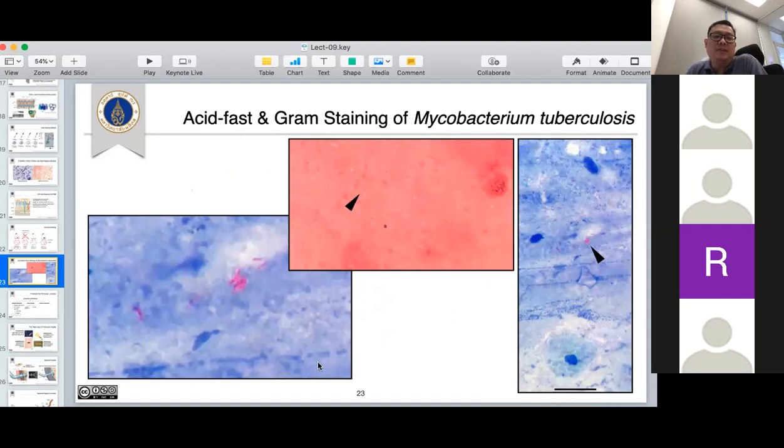This is a smear of sputum. So you know sputum, right? Of a patient who has tuberculosis. This is the bacteria, the causative agent of tuberculosis.